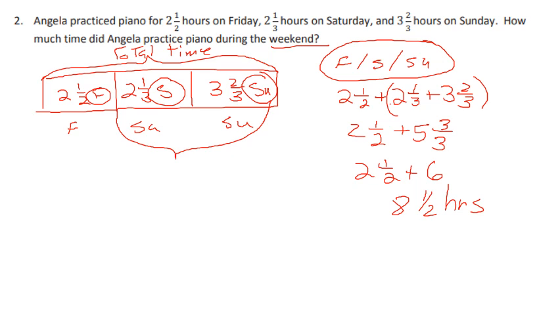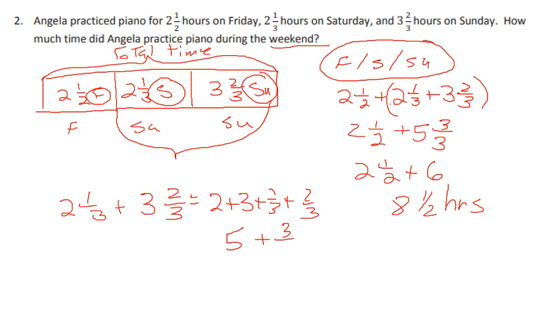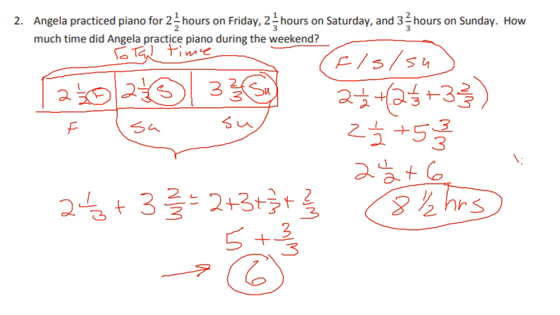Now if you're counting just Saturday and Sunday, you end up with 2 1/3 plus 3 2/3, which would end up being 2 plus 3 plus 1/3 plus 2/3, which would have been 5 plus 3/3, which ended up being 6. So we'll go ahead and put both answers in there. I would rather go with the 6 than the 8 1/2, but the answer key actually goes with 8 1/2, just in case you see something else.